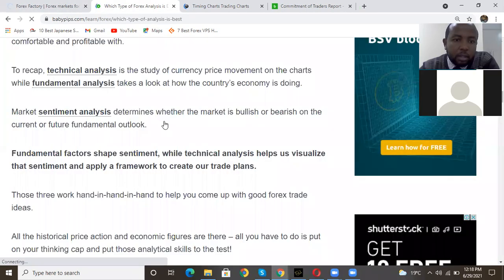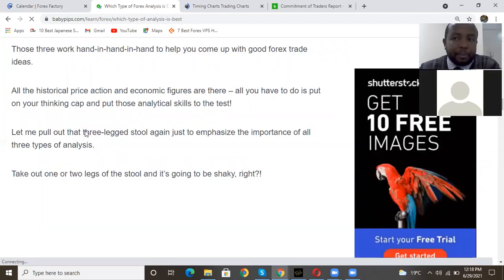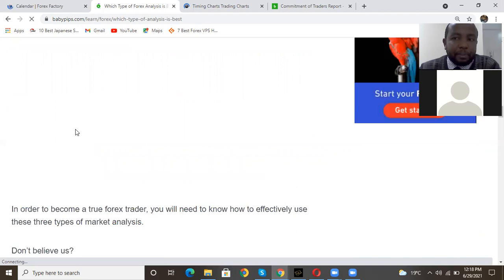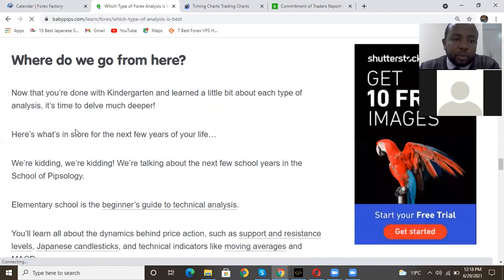Fundamental factors shape sentiment while technical analysis helps visualize the sentiment and apply a framework. So all we need to know every now and then before you put your trade is, is the market bullish, is it bearish, or is it ranging? On which time frame? Which time frame are you using? And of course, you look at the historical price action and economic figures, they are all there. All you have to do is put your thinking cap on and you're good to go. So let me not waste much time, because I want us to go to theory, practical.